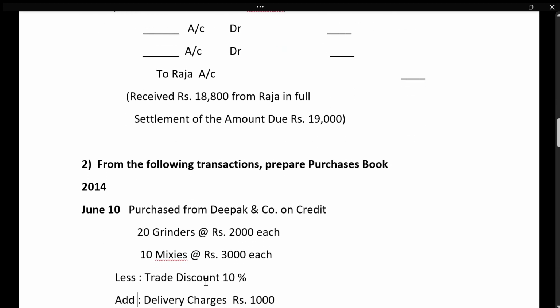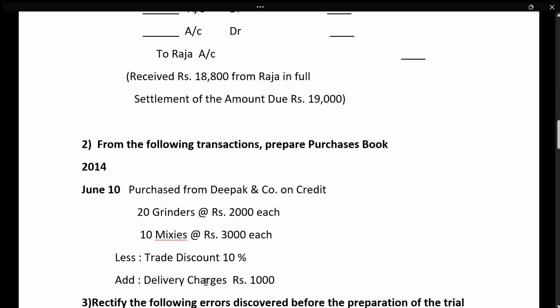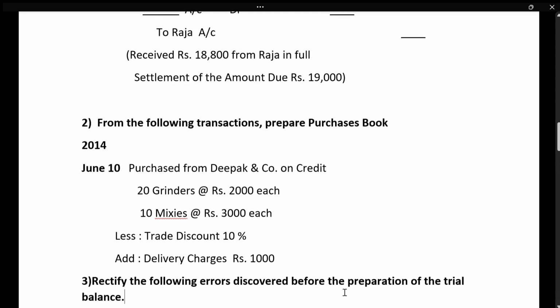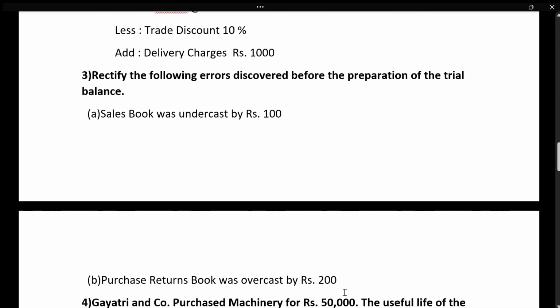And here only one transaction they have given. You have to prepare the purchase book. You have to write Deepak and Co, and all these things you have to multiply and show. Then here they have given everything. You have to deduct 10% discount, and afterwards you have to add delivery charges and show it in the outer column.